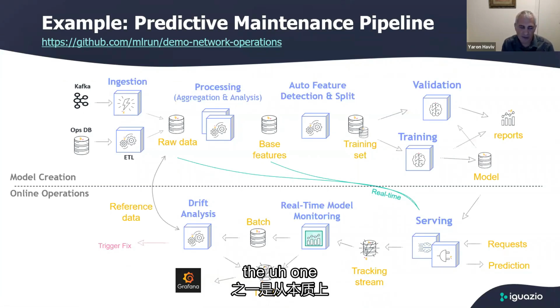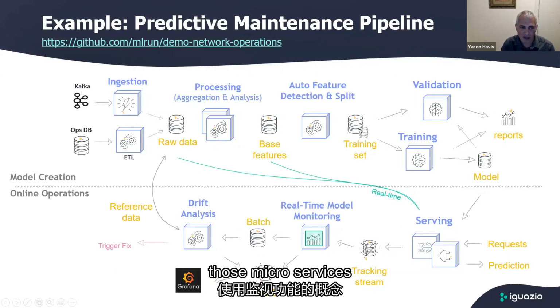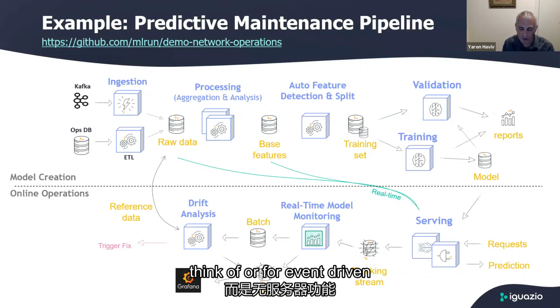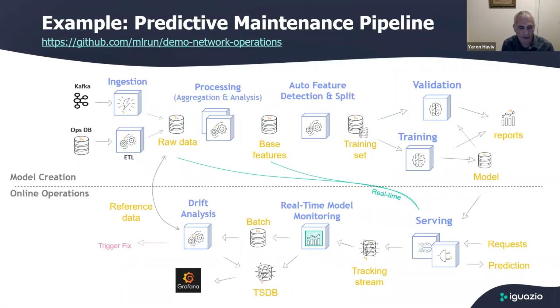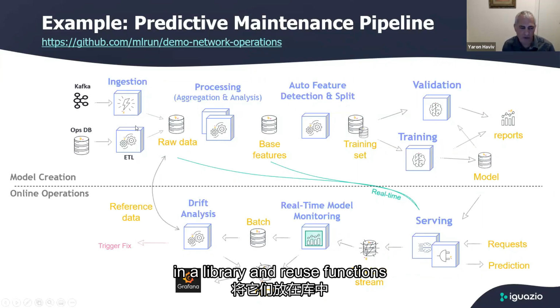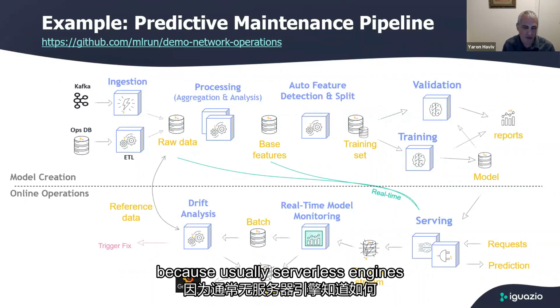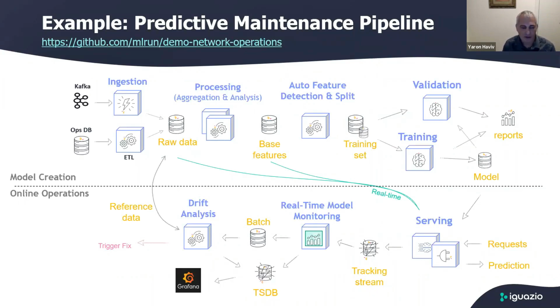One of the ways we see to accelerate that is to essentially take those microservices and use the concept of serverless functions. Not necessarily the serverless functions that you think of as event-driven, but serverless functions that also know how to process data and could be stateful, etc. And because we can use those functions, we can even put them in a library, reuse them, and scale them out, because usually serverless engines know how to scale out workloads.